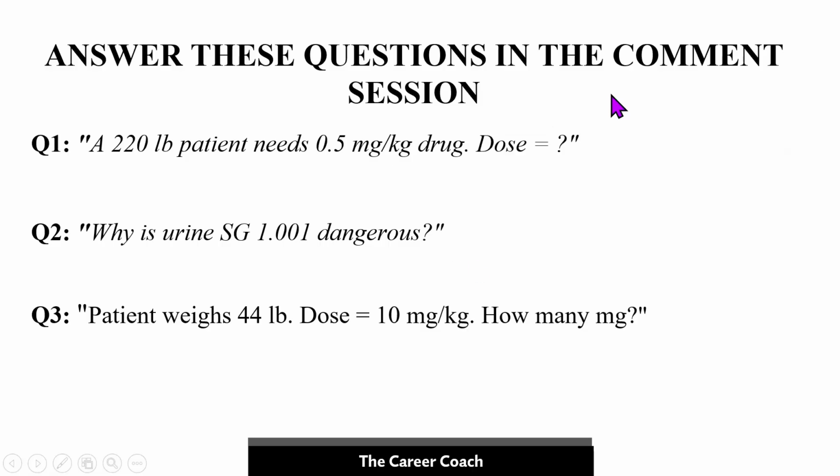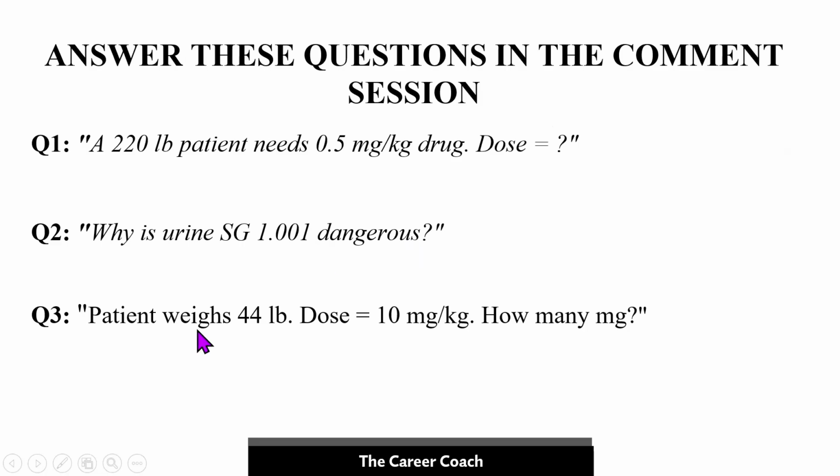I want you to answer these questions in the comment section as we round up. A 220-pound patient needs 0.5 milligram per kg drug. What is the dose? Let me know the answer in the comment section. Why is urine specific gravity 1.001 dangerous? Let me know in the comment section if you follow this class.